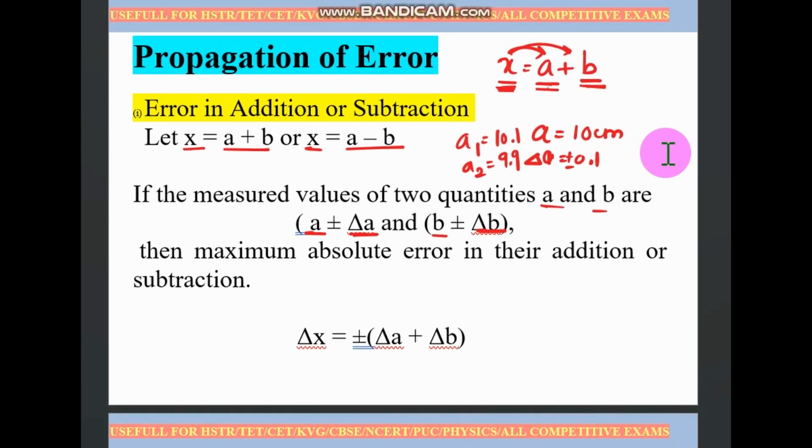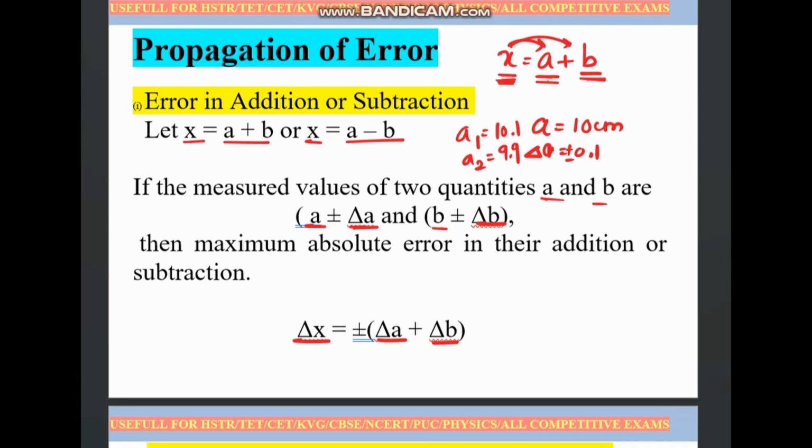Then the maximum absolute error in their addition. Maximum error is taken as delta x equals plus or minus delta a plus delta b. Means addition of errors is taken here.